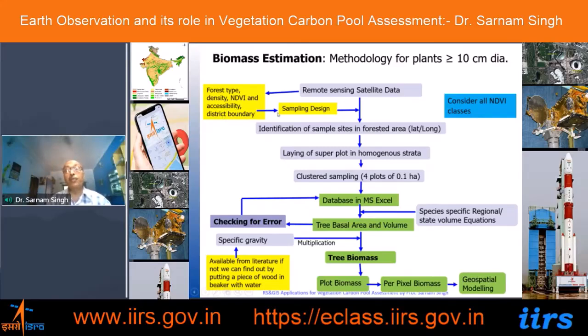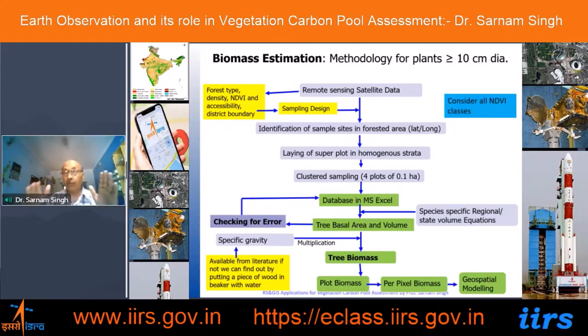Now this will help me to decide the sampling design. Then I will find out the latitude and longitude for each location and give them to my team. They go there and lay that plot in a homogeneous strata. This homogeneous strata is coming from here. Now within this, we will do the cluster sampling. That means at one location of, let us say, MODIS data 250 meter by 250 meter, in this study which we have followed, we can lay 4 plots of 0.1 hectare.